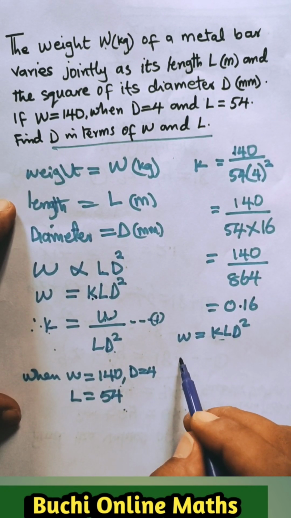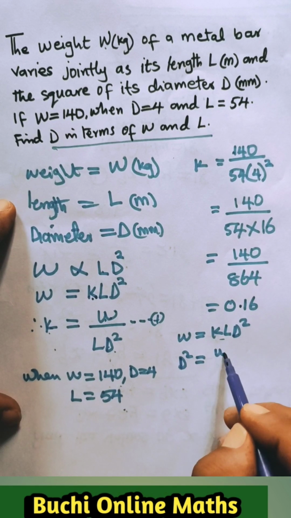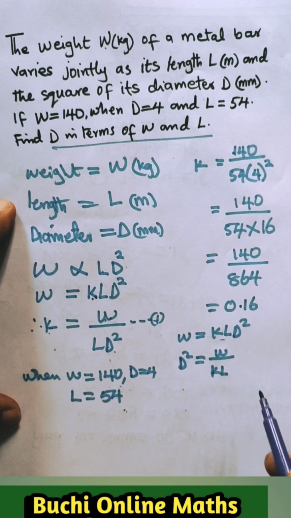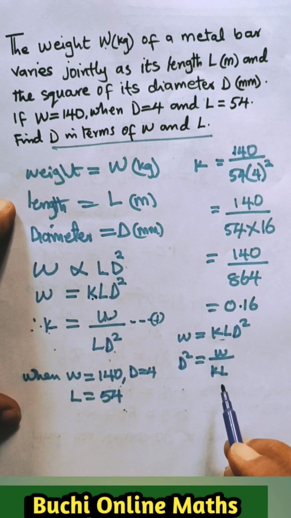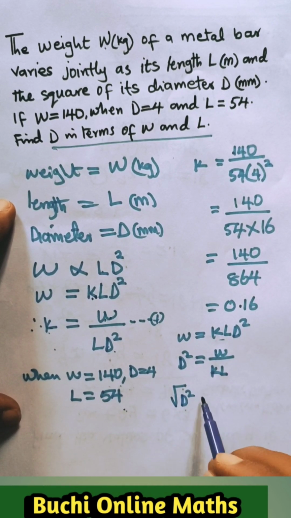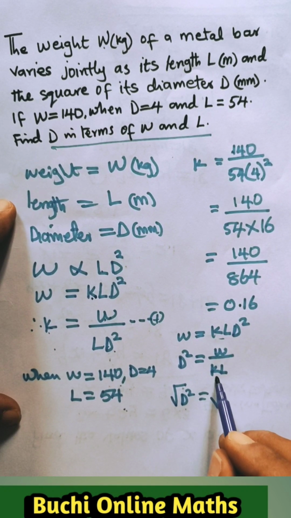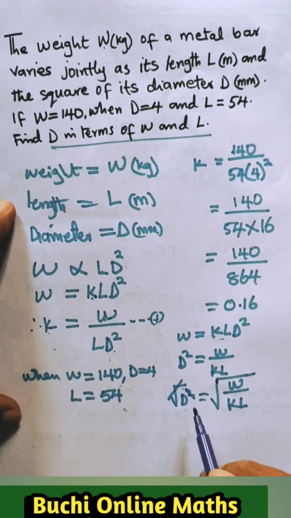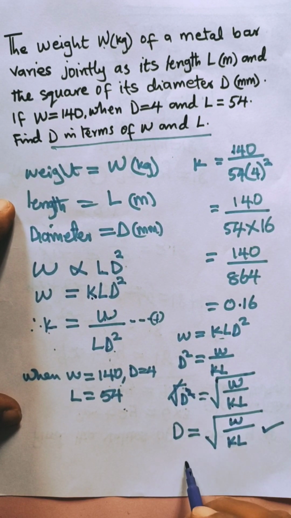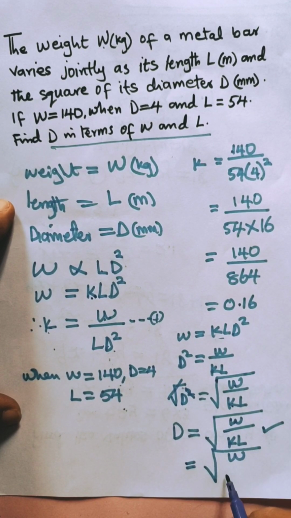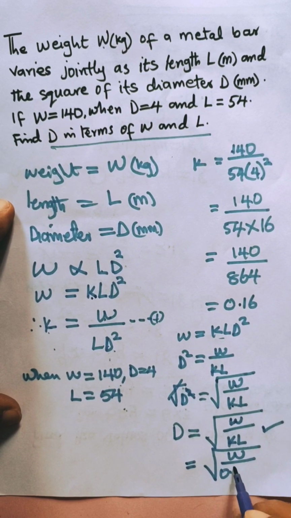So this will give us D squared equals W over k L. And remember, we are looking for D, not D squared. That means we are going to take the square root of both sides in order to remove D squared. So this will give us square root of D squared equals square root of W over k L. The square will cancel the square root, or you can fix in the value of k. You know that k is 0.16, so this can be all over 0.16 L, and this is our final answer.